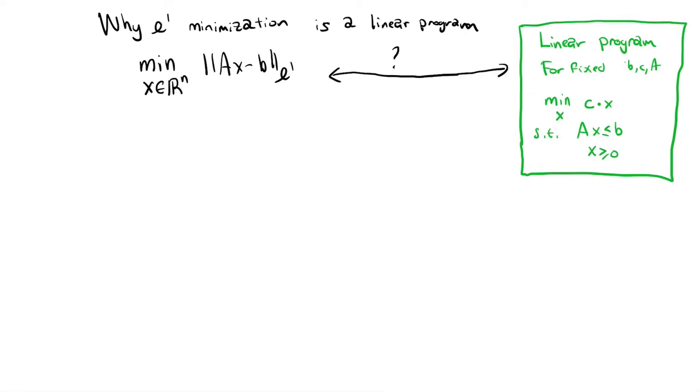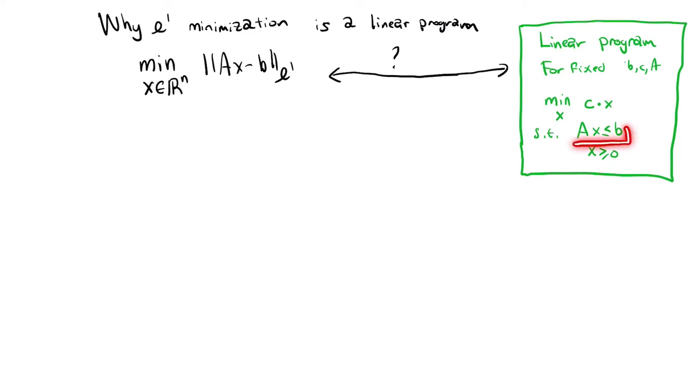Hi everyone, the topic of this video is to show why L1 minimization is a linear program. Just as a review, what is a linear program? That's pictured here in this green box. A linear program has a fixed b, c, and A such that I am minimizing a linear cost function. So just take that vector c, dot it with some prospective minimizer x, with two constraints.